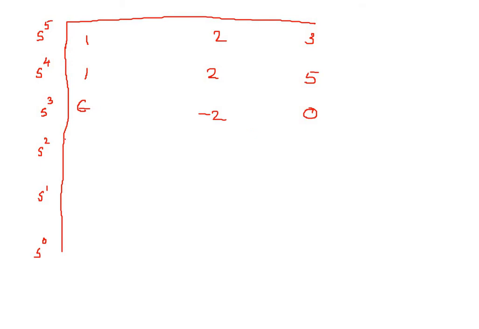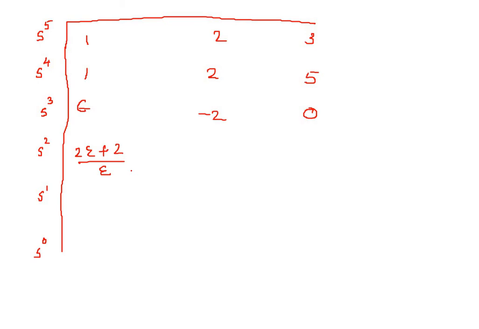Now we have to find the elements corresponding to s square. So how can we find? That is epsilon into 2 minus of minus 2 into 1 divided by epsilon. So what will that be? Epsilon into 2 will be 2 epsilon minus of minus 2 into 1, so that will be plus 2 divided by epsilon. That will be our first element corresponding to the row s square.